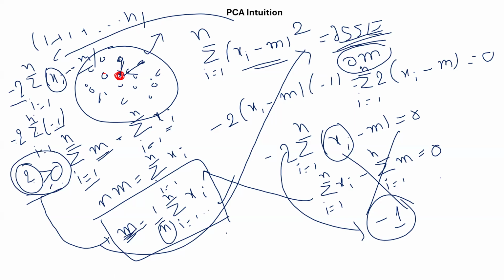Yeah, we just made a wrong calculation here. Here we're getting -1, but we have -2 before. So -2 into -1 will become +2. So that's where the confusion happened. You have to write it better.